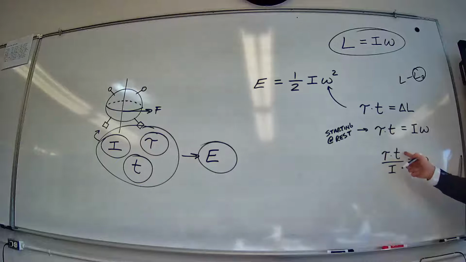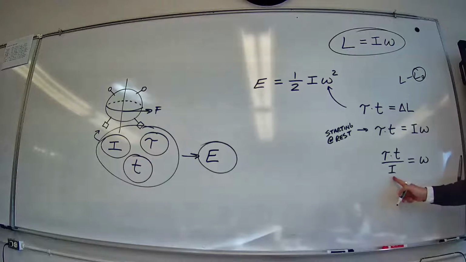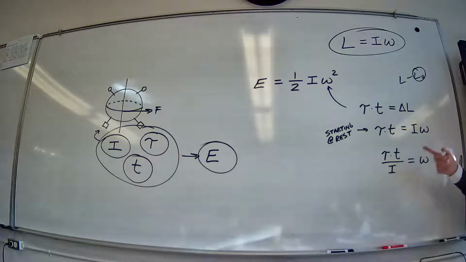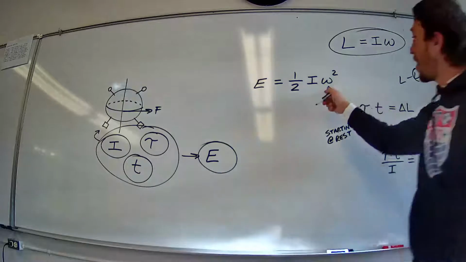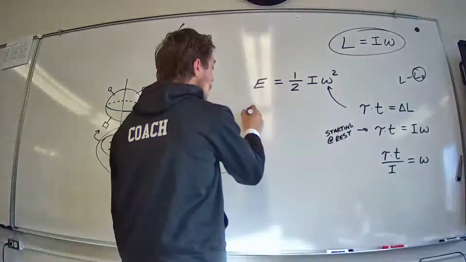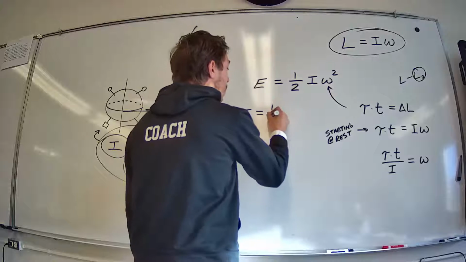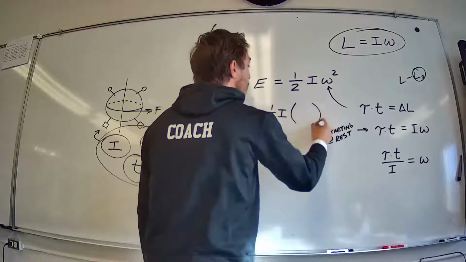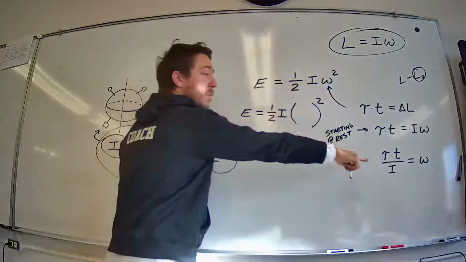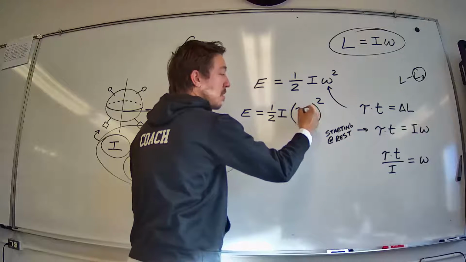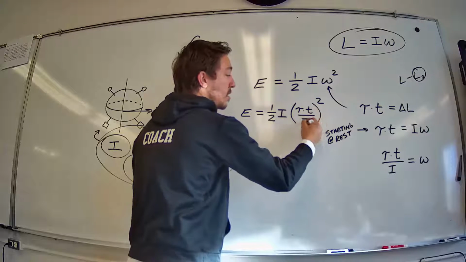If you exert a torque over a time on an object with a known inertia, then the final rotational speed would be this, okay? So then I can replace this with that. That make sense?